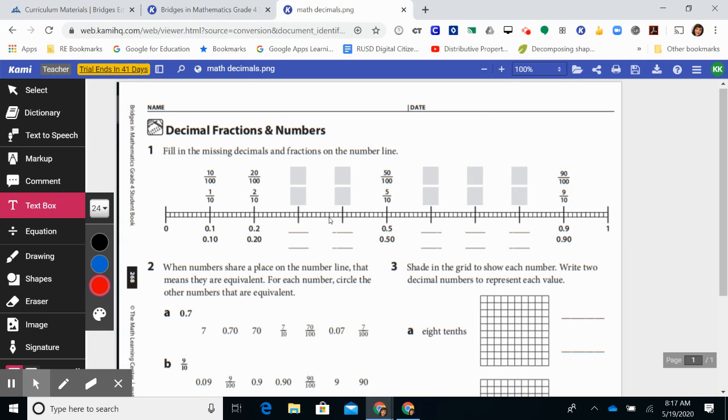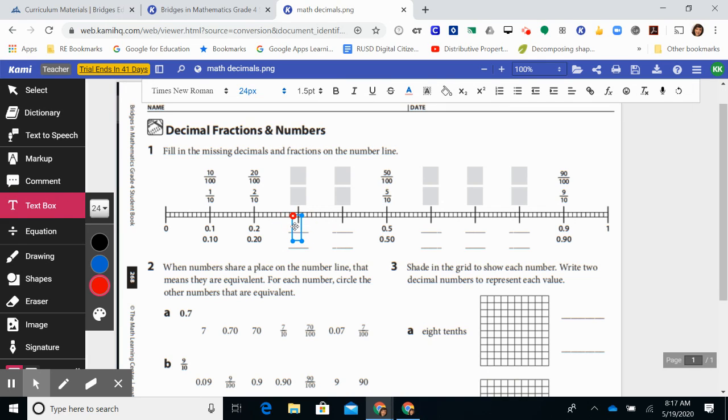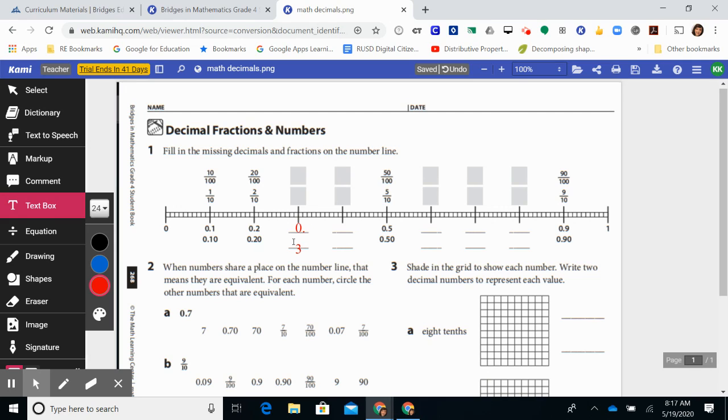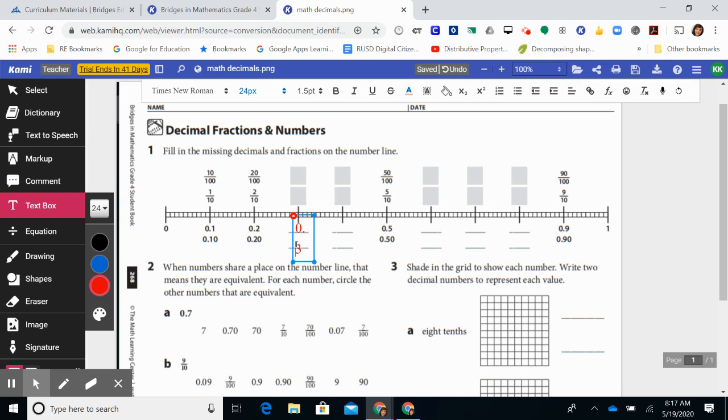Now I'm going to show you something with decimals here, and we're going to look at a decimal number line. So I've got 1/10, 10 over 100. Then I go to 2/10, 20 over 100. My next number on this number line would be 0.3 or 3/10. Or I can also write this as 0.30 as well.